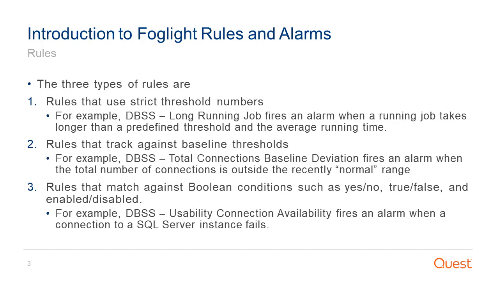There are three types of rules. Rules that use strict threshold numbers, for example, DBSS long running job will fire an alarm when a running job takes longer than a predefined threshold and the average running time. Rules that track against baseline thresholds, for example, the DBSS total connections baseline deviation, will fire an alarm when the total number of connections is outside the recently normal range. Or rules that match against Boolean conditions such as yes, no, true, false, and enabled, disabled. For example, DBSS usability connection availability will fire an alarm when a connection to a SQL Server instance fails.